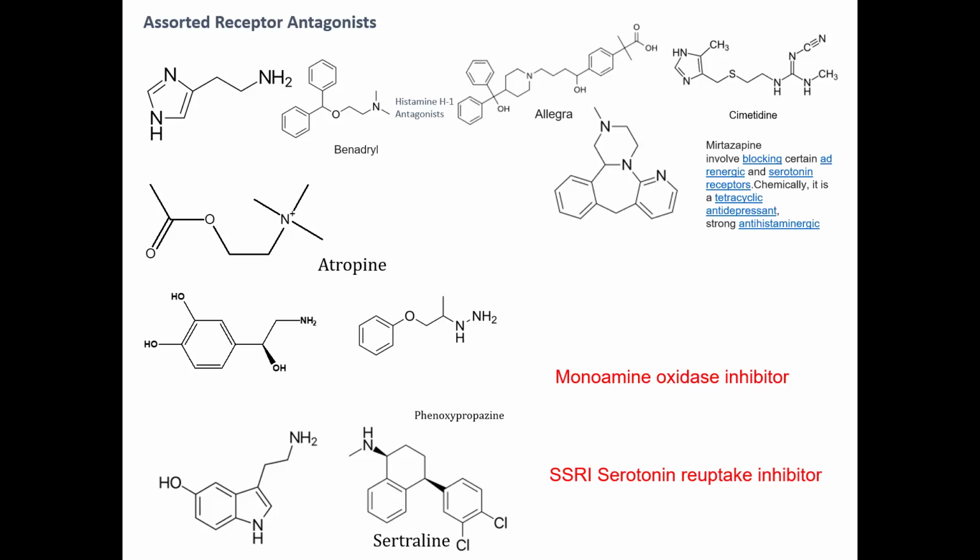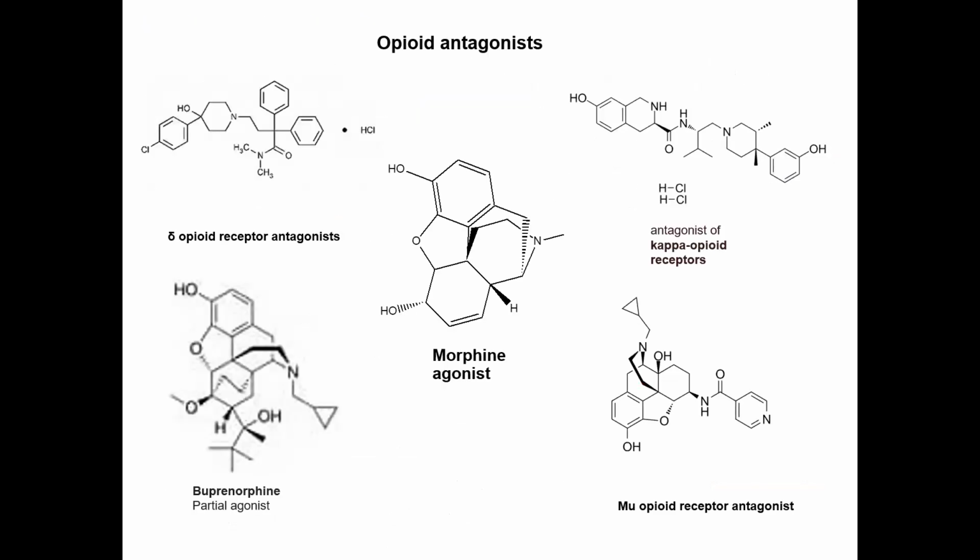Again, that's sertraline. These are antagonists, opioid antagonists. Morphine is the agonist. These are all selective for mu, delta, kappa. You're not going to memorize every structure, but from now on, if you ever see this structure, oh, that's an opioid.